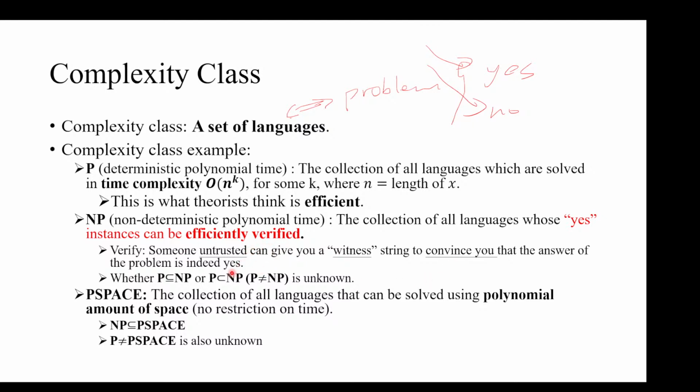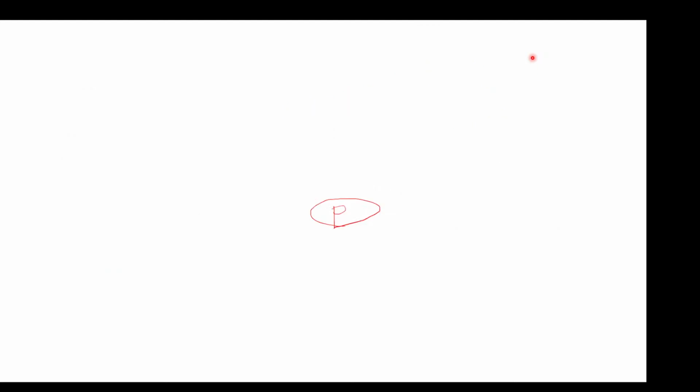We don't go into too much detail of the verification, but for efficient verification, you need something else. So you have someone untrusted give you a witness, and the program that is trying to compute NP can verify using the witness and convince itself that the instance's answer is actually yes. Okay, and so maybe let's give an example of NP.